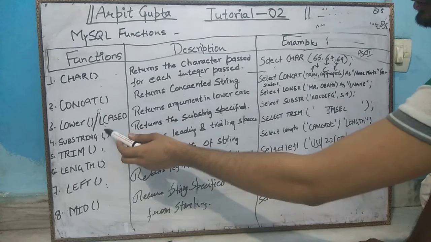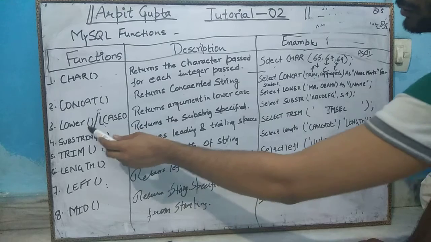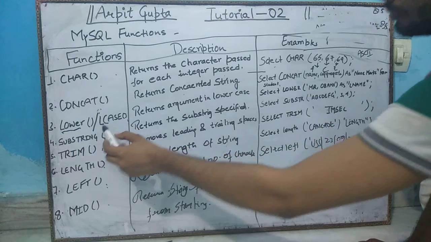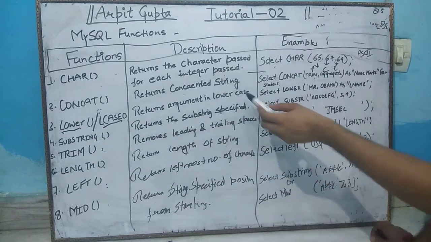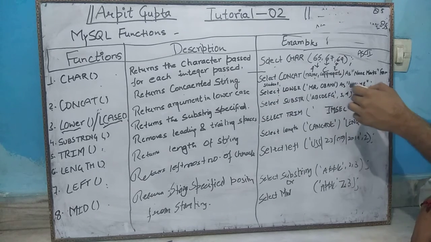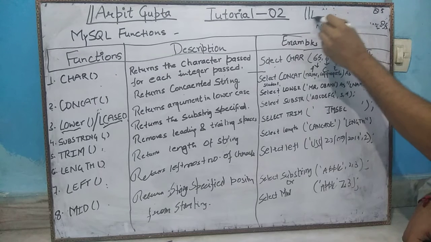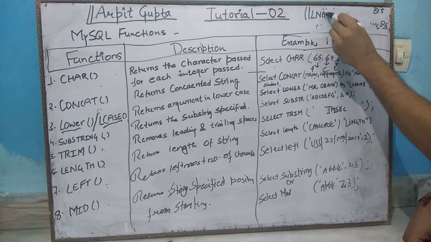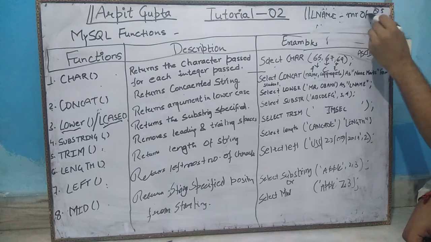Now the third one is lower case or L case. It returns the argument in lower case. For example, select lower Mr. Obama as L name. It will give as output L name in small letters, Mr. Obama.